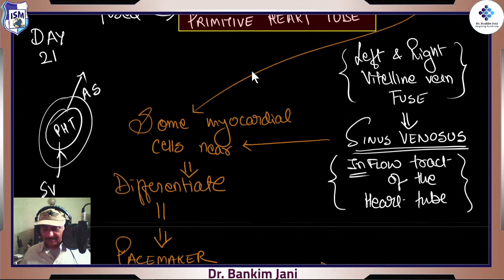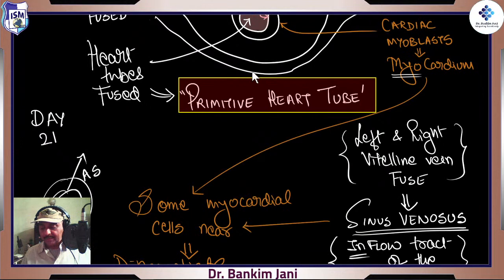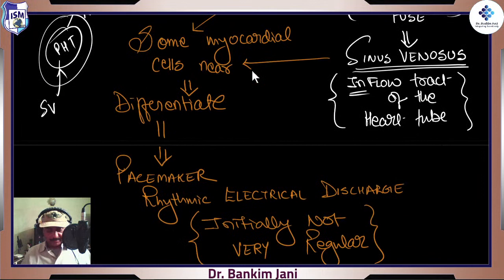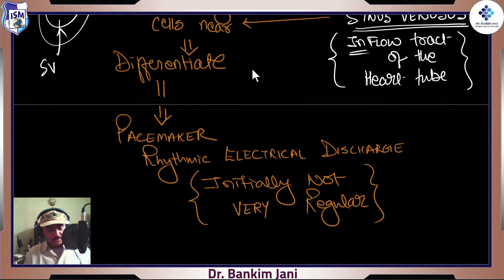Now some of the cells, those myoblasts that are forming myocardium, the muscle of the heart, differentiate themselves in such a smart way that later on they will be all-time favorite pacemaker cells. What they do is they start rhythmically generating electrical discharge. Initially they are not very regular. They just fire some impulses because they are learning. But once they are ready, then for the next 80, 90, 100 years, they'll be doing their work sincerely as long as the heart survives. The day they stop, the body stops. So they will be our pacemakers.